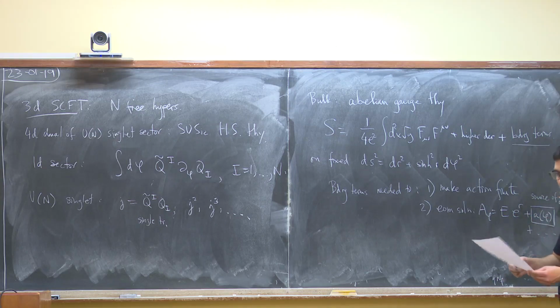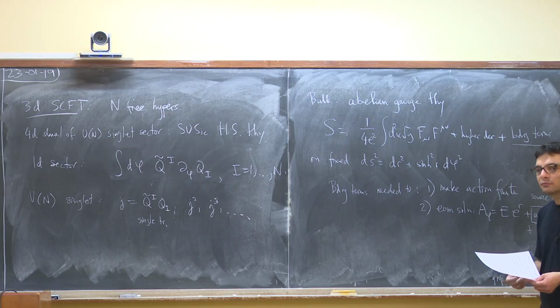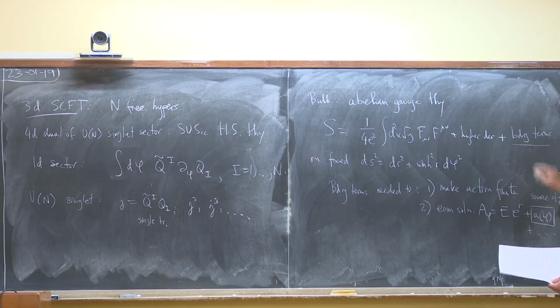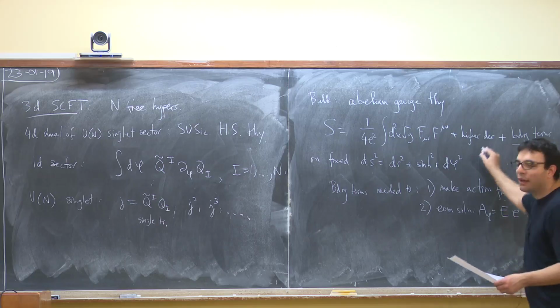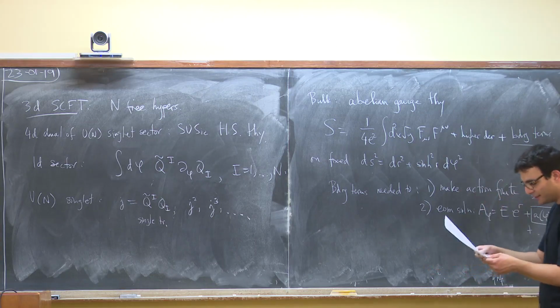What about the deformation corresponding to 1 over n? I don't know how it works beyond large n. Usually in AdS/CFT, 1 over n corrections correspond to loops. Yeah, but this is somehow higher derivative stuff. Let me first tell you what happens at leading order in n, and then we can discuss 1 over n corrections.